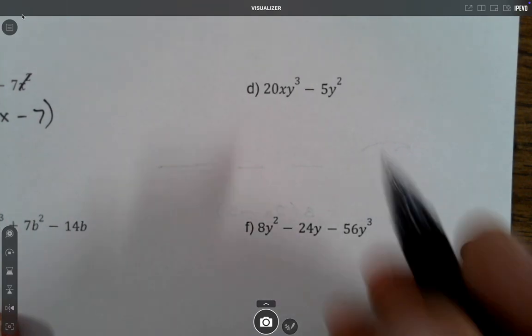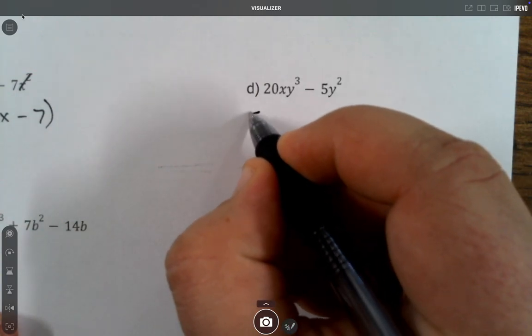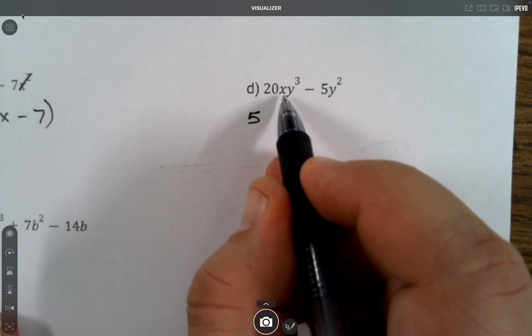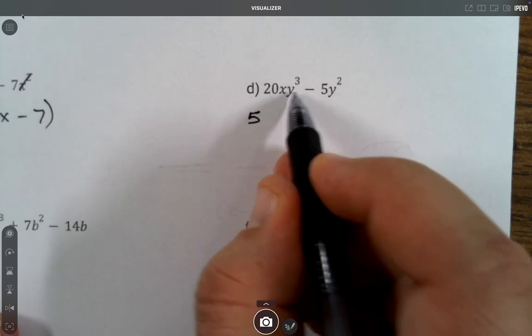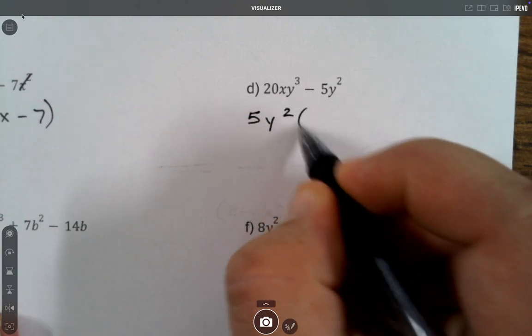Okay, D. Look at the numbers first. 20 and 5. They both have a 5 in common. Okay, only this one has an x. Nothing we can do there. This one has 3 y's multiplied together. This one has 2. So we can pull 2 y's, y squared, out front.